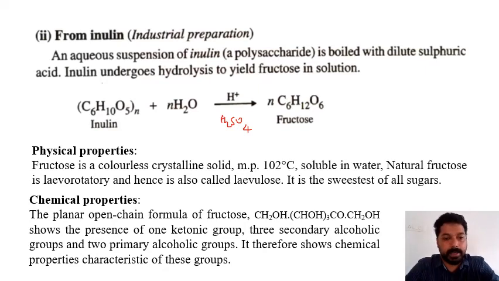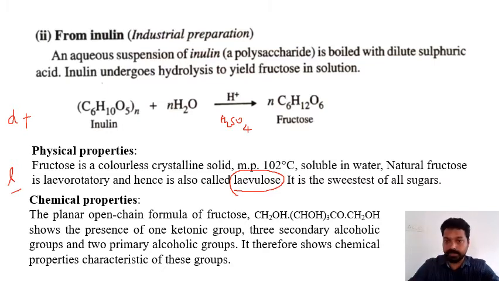Coming to its physical and chemical properties, fructose is a colorless crystalline solid with a melting point of 102 degrees Celsius. It is soluble in water. Natural fructose is levorotatory, whereas glucose is dextrorotatory, and hence it is called levulose, whereas glucose is known as dextrose. And one more thing, it is the sweetest of all sugars.